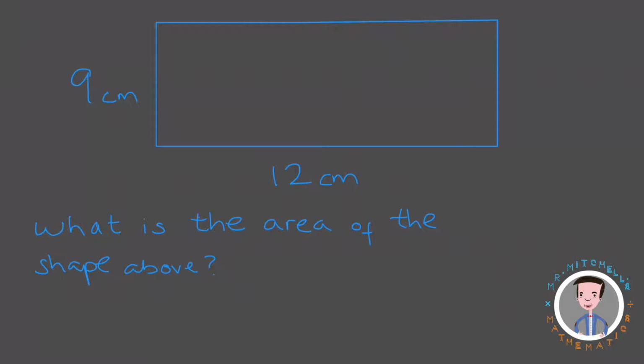So, luckily for us, it's relatively straightforward to find the area of a rectangle. All you need to do is times one side by the other. In this example in front of us, that is timesing 9 centimeters by 12 centimeters. So why don't we do that? 9 times 12 equals 108.